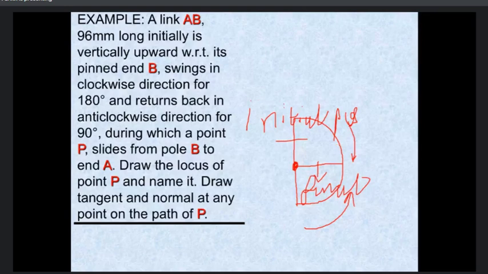Okay, are you getting it? Yes or no? Yes, sir. Yes, sir. Okay, now let us read further.